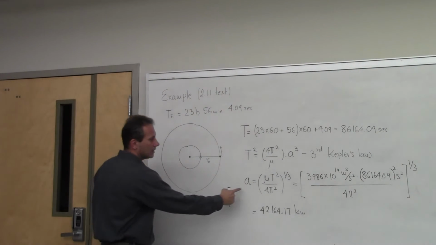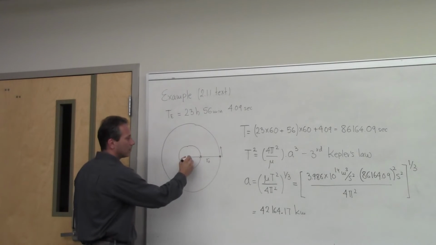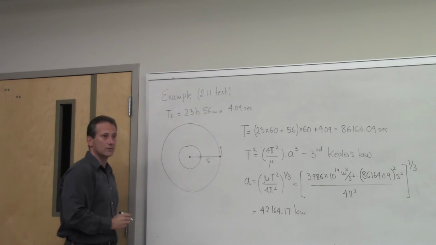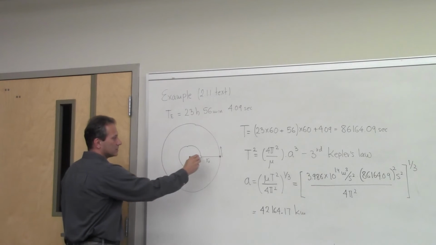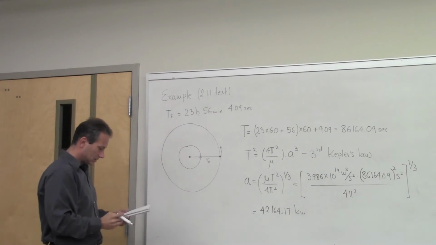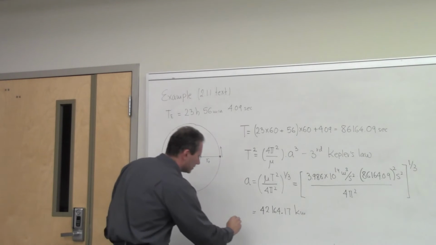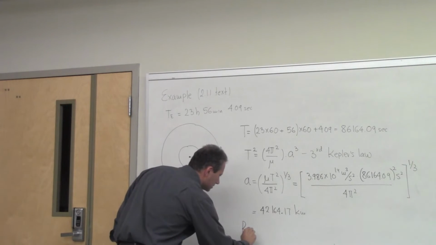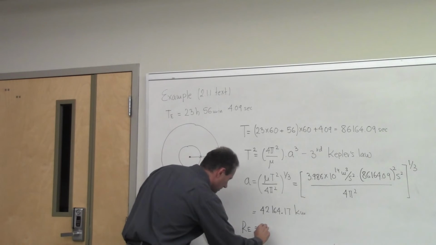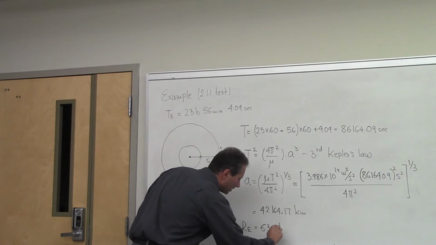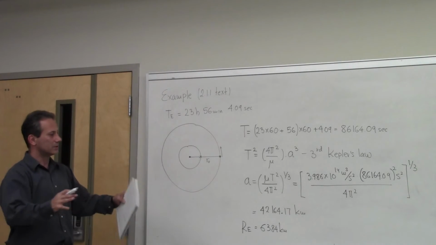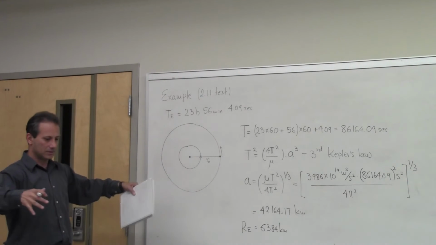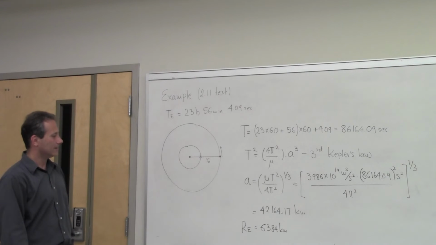When I calculate it this way, I'm calculating from the center of the Earth, or from the center of the coordinate system, to the satellite. But the Earth extends a certain distance. The radius of the Earth is 6,384 kilometers, roughly. Depending, if you assume it's a sphere, Earth slightly has a bulge around the belly, but this is an average radius of the Earth.